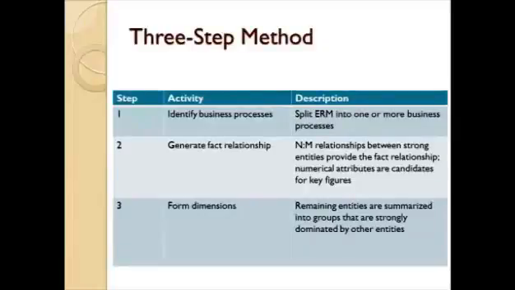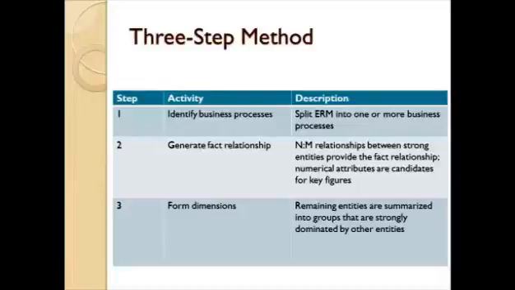And we can do that in a 3-step process to move from an OLTP model to an OLAP model. In the first step, you identify business processes. Again, OLTP systems are concerned with transactions or business processes. So you can split your traditional ERM into 1 or more business processes, right?